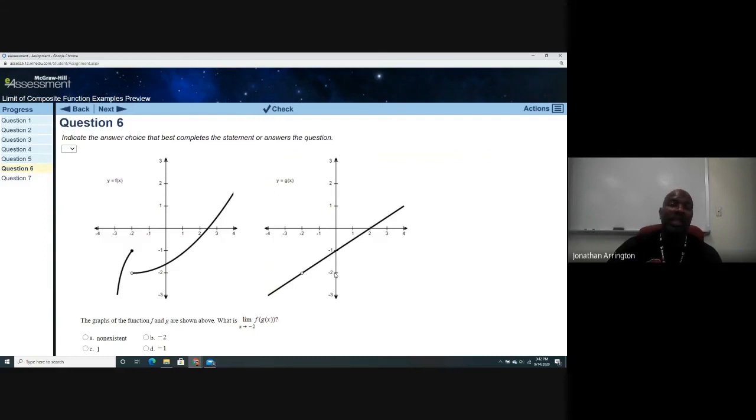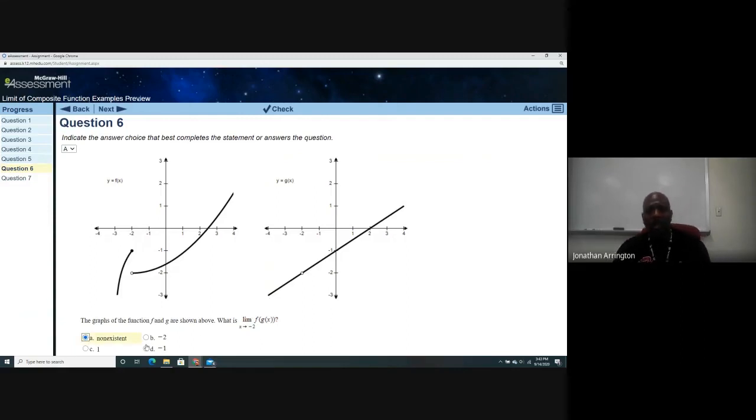The answer is neither. From the left, it's approaching it from below. So this is coming from below -2. But on the right, it's coming from the top of -2. It's coming from above -2. So you don't have any unison there. You can't say it's approaching just from above or just from below. So what do we do in that case? Well, in that case, the limit does not exist.